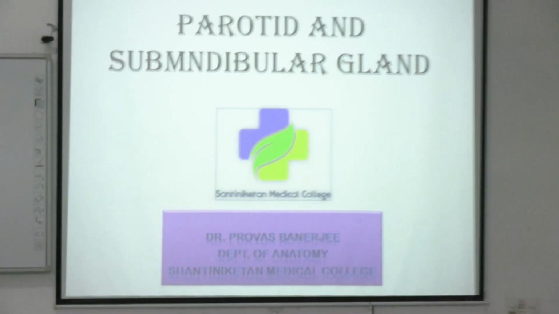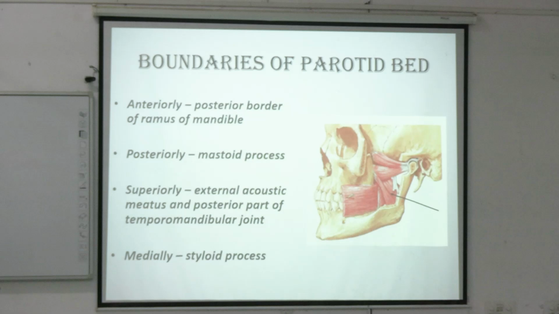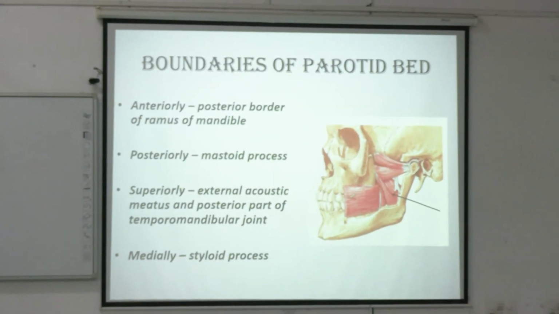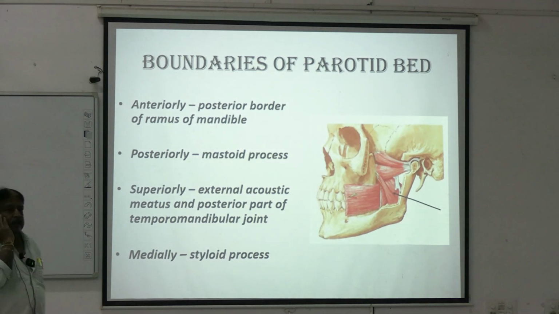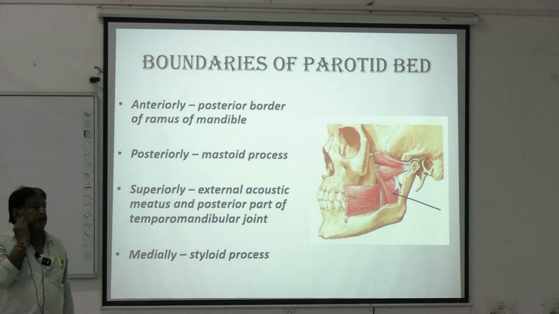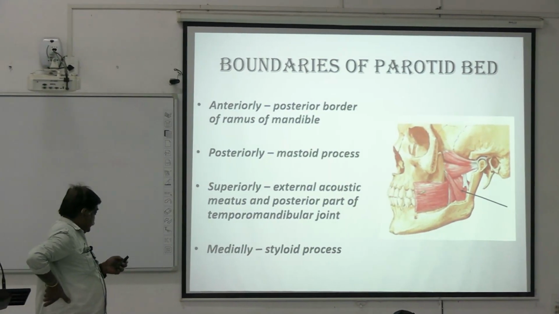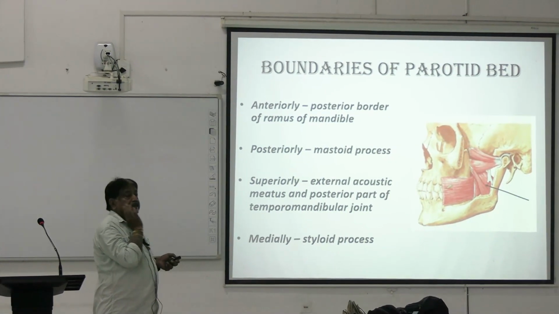Parotid and submandibular gland. Now, boundaries of the parotid bed. You have to know the parotid bed. You know the parotid gland is located in the face, just in front of the ear, and the masseter muscle.